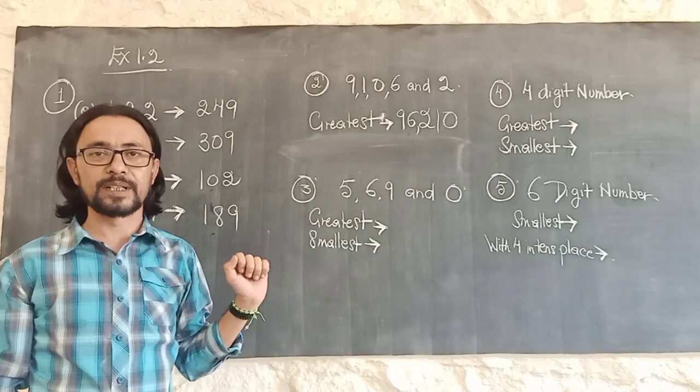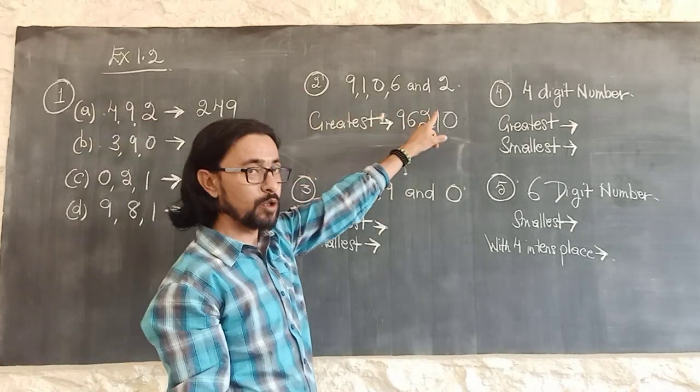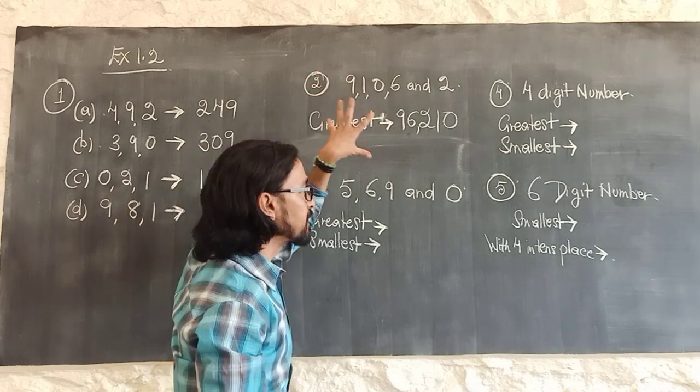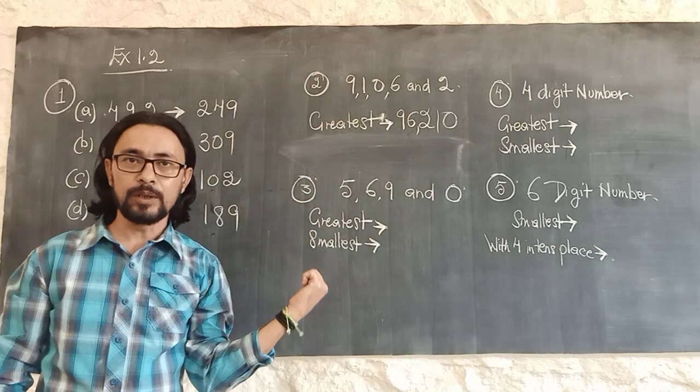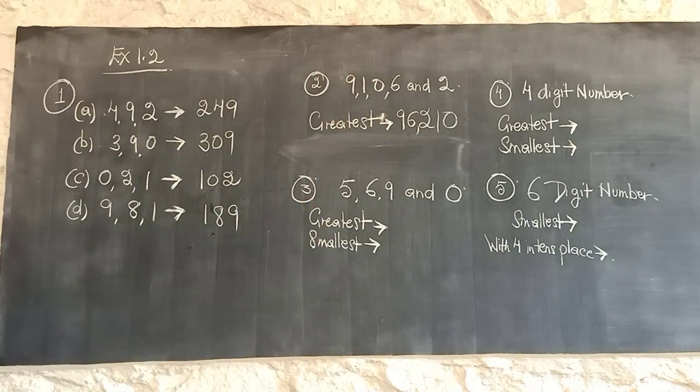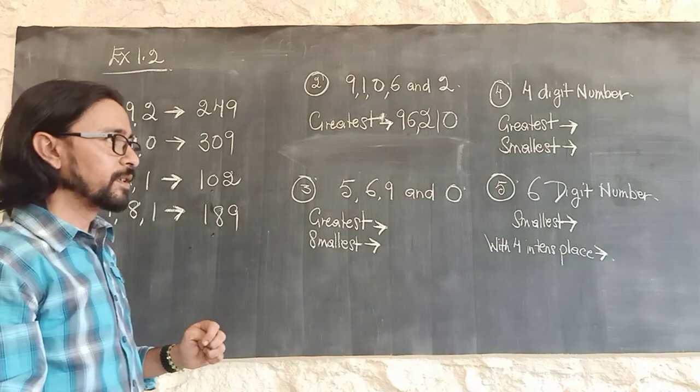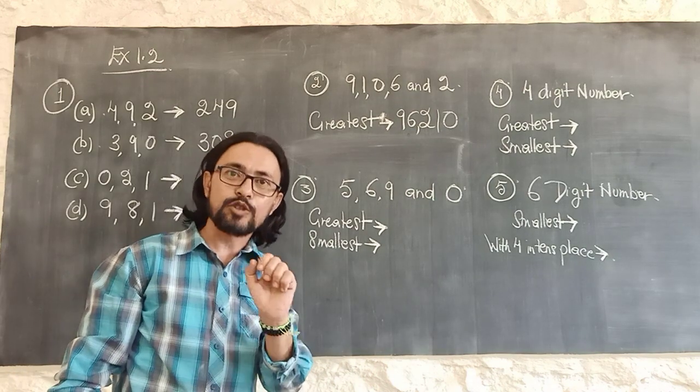That's how you have to do the sum. Remember, the instruction has to be copied from the textbook and then the sum and the solution from the video. Let's go to sum number 3. Form the smallest and the greatest 4-digit numbers using the digits 5, 6, 9 and 0. Just now what I read out, that has to be copied in the notebook.